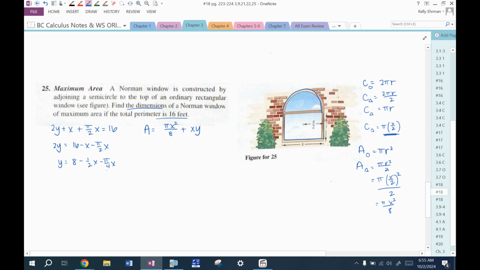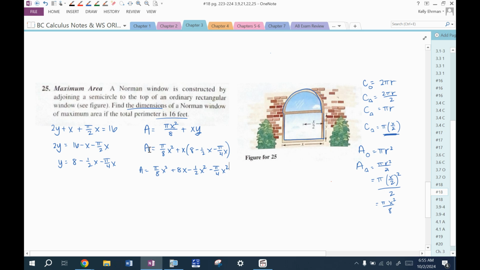I could factor this out and distribute. I think I'll think about that later. This goes in for this y right here. So pi over 8 x squared plus x times all of this. Okay, so area is pi over 8 x squared plus 8x minus 1 half x squared minus pi over 4 x squared.